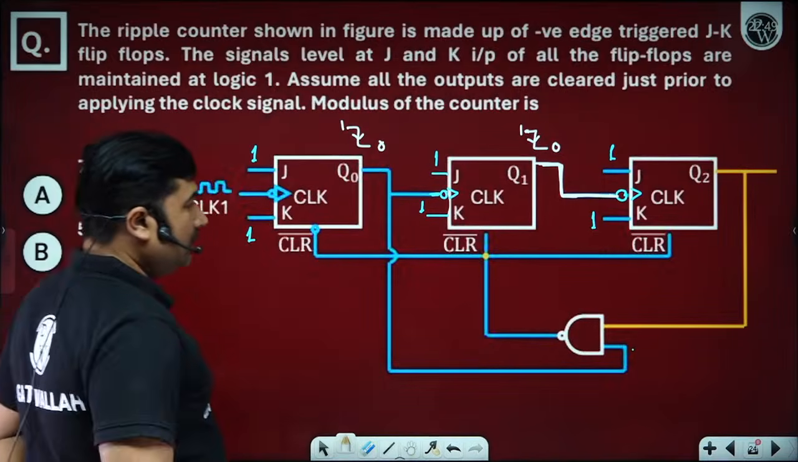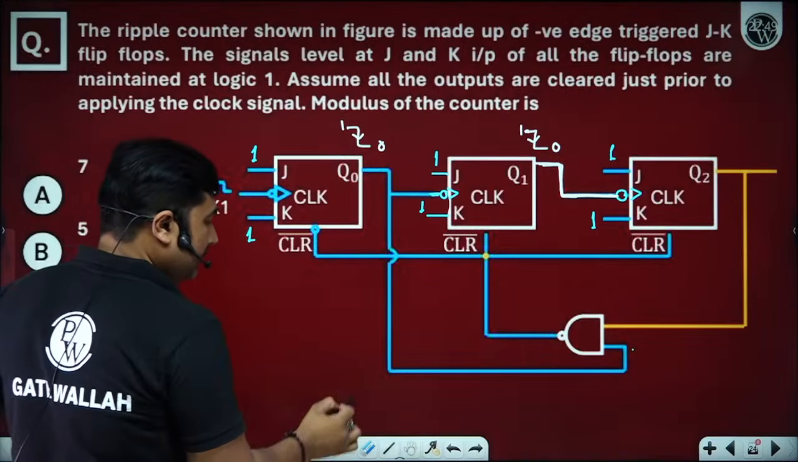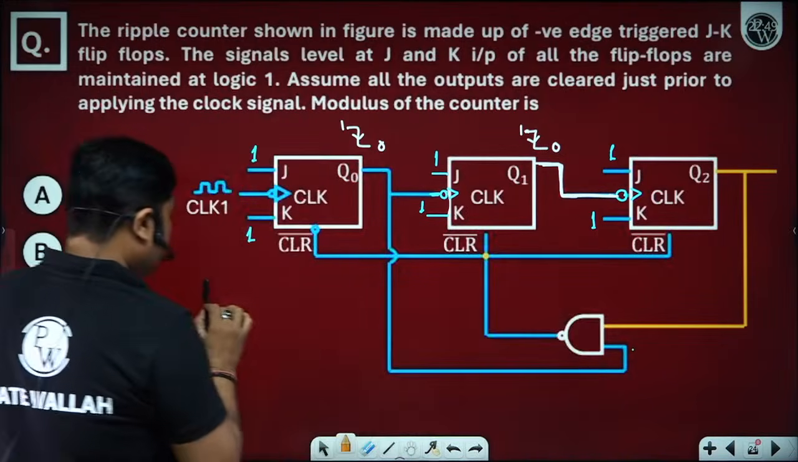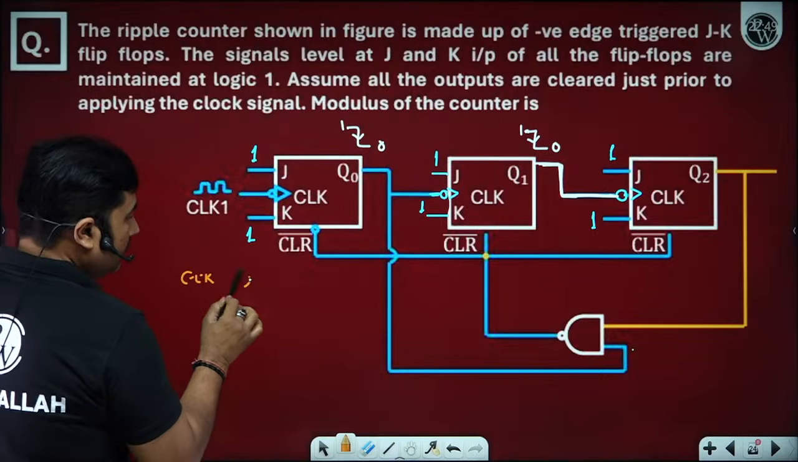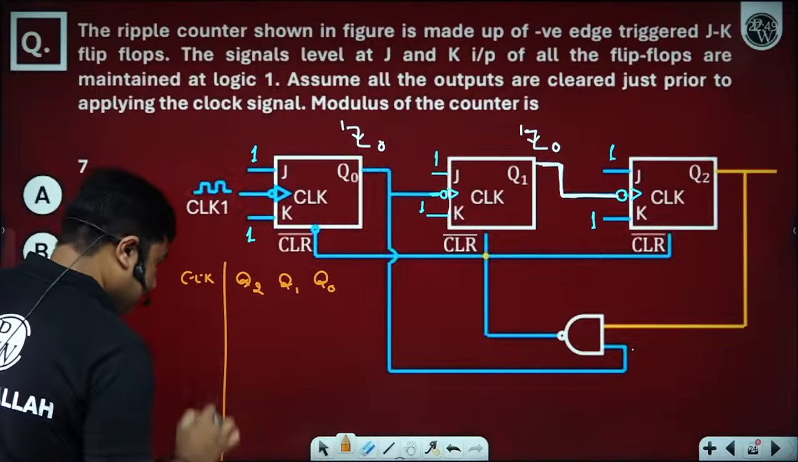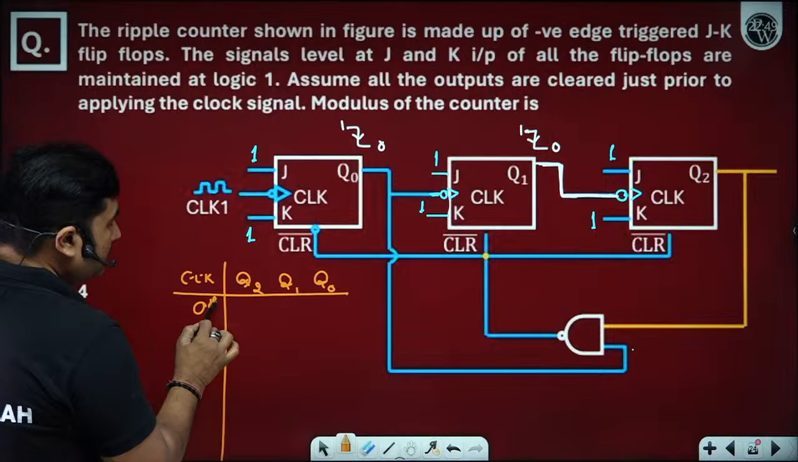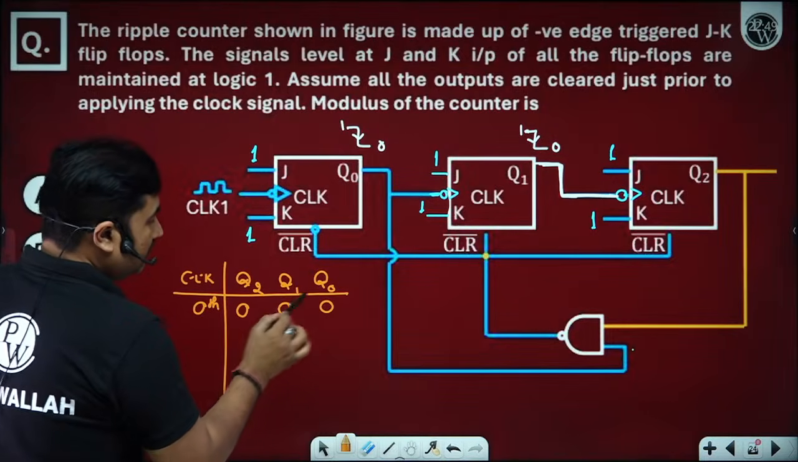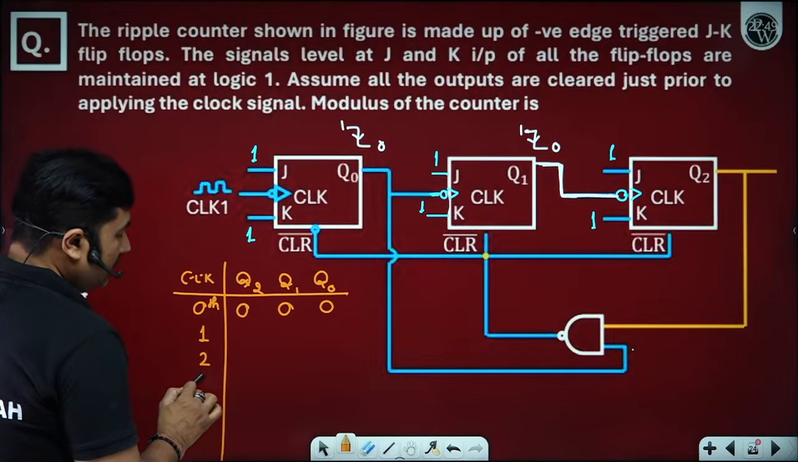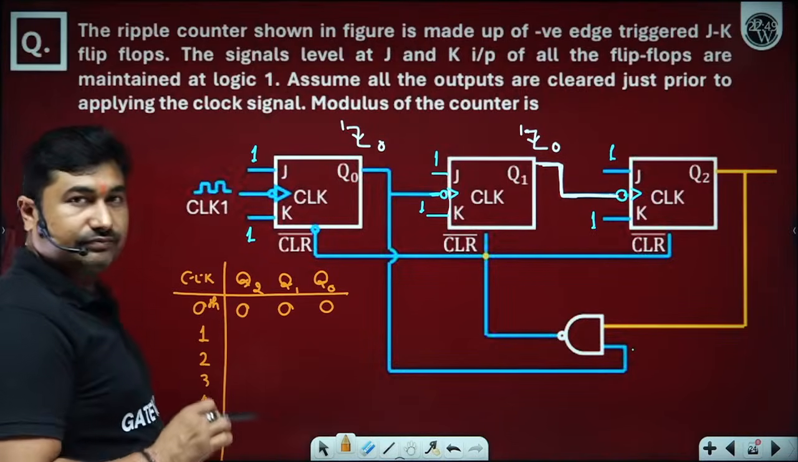In an up counter, you will get the binary count. It is an up counter. So here I am using clock, Q2, Q1, Q0. Now, the initial state is not given, so let us consider the 0th clock pulse. If the initial state is not given, you can consider it as logic level 0. 1, 2, 3, 4, 5, 6. Now please observe here.